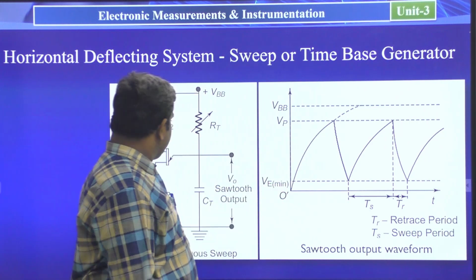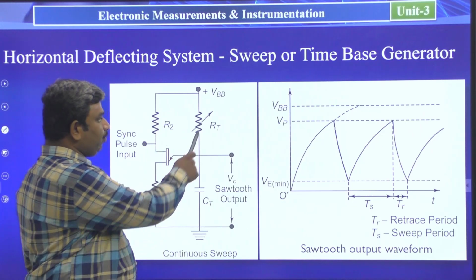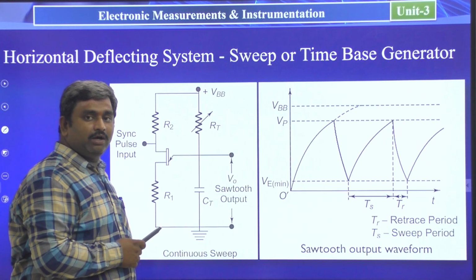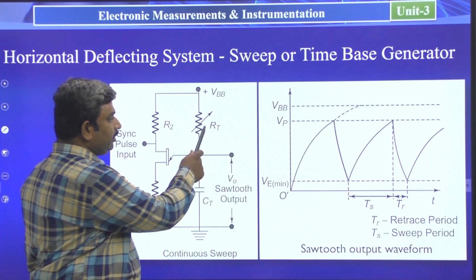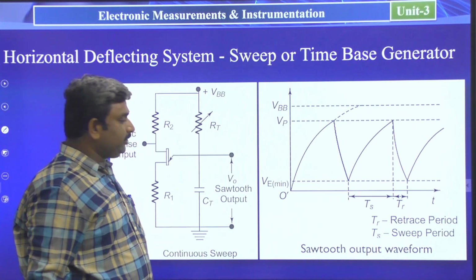Here we have taken the circuit. Here one UJT transistor is available. R2, R1, RT and CT components are available. RT and CT are the timing resistor and timing capacitor. We can call these two a combination.